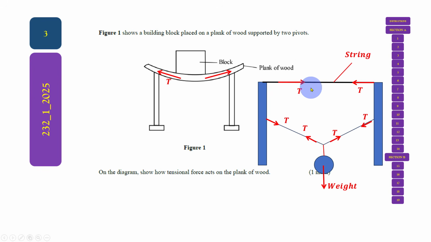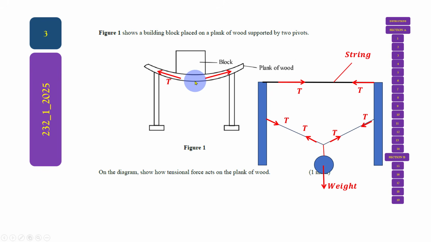Now, if we put an object at the center of this string or just pull the string downwards, the tensions will look like this, because it means that this string is pulling this point in this direction, while this part of the string is pulling this point in this direction. We can compare that plank of wood to this string here because it is under tension and the forces which are acting on it are shown by these 2 arrows, because we want to show the forces which are exerted by this string at this point.